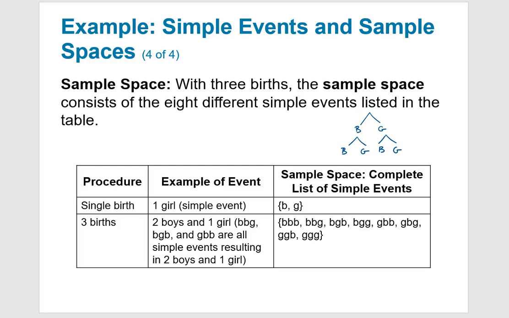Trees will help you. And then at the end, this one would just be 2 children. So you could have a boy and then a boy. You could have a boy and then a girl, right? You'd have a girl and then a boy.